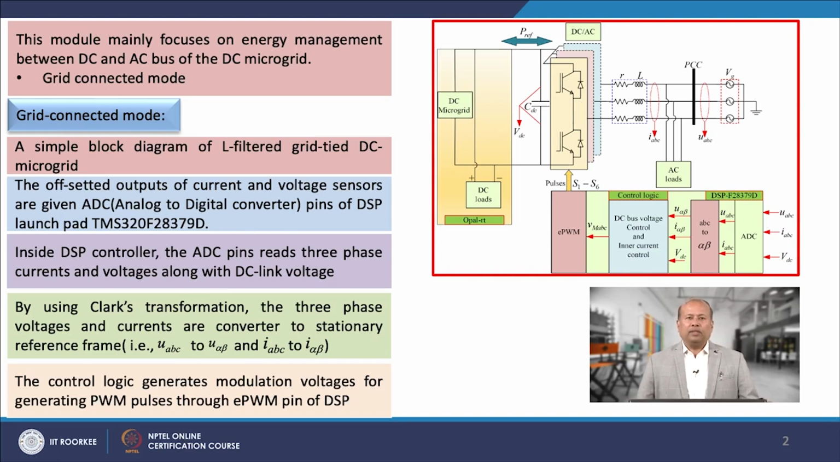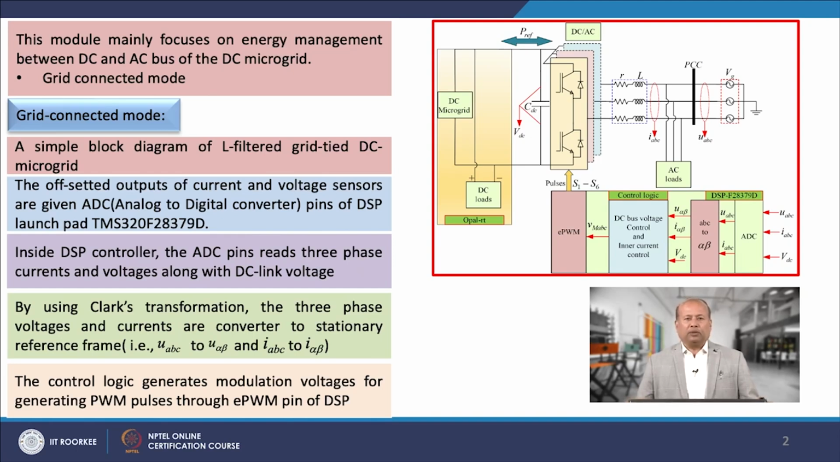A Hall effect voltage and current sensor are used to measure the voltage at PCC and current through the inductor. The measured voltage and currents are biased to shift the signal above 0 level. The offsetted output of current and voltage sensors are given to the analog to digital converter, so called ADC pins of DSP launchpad TMS320F28379D.